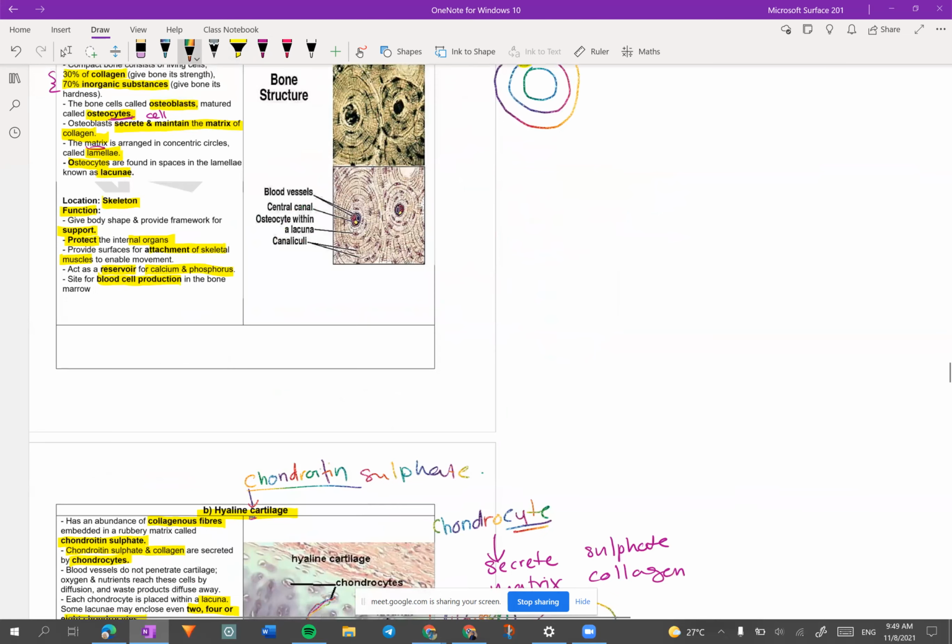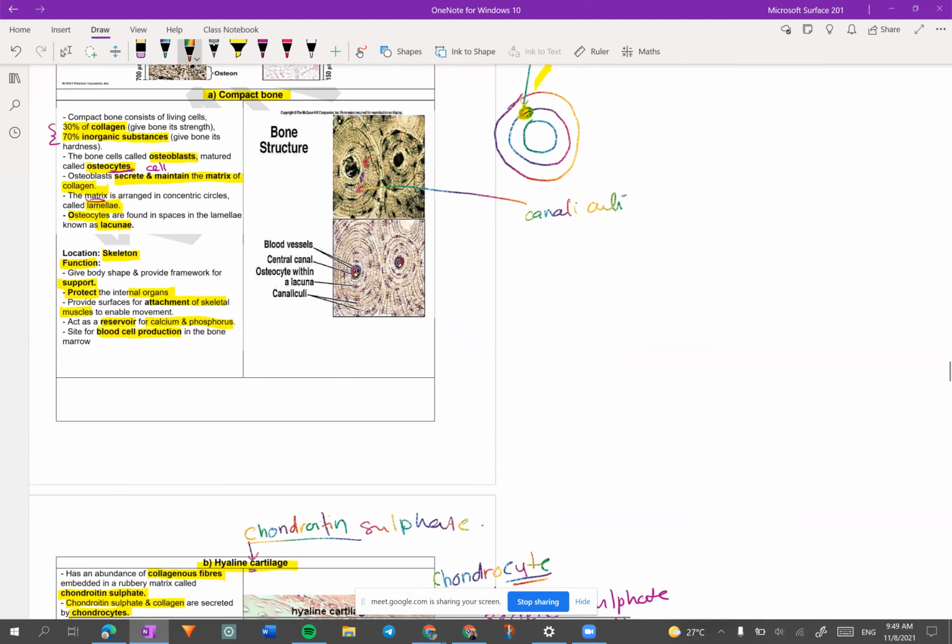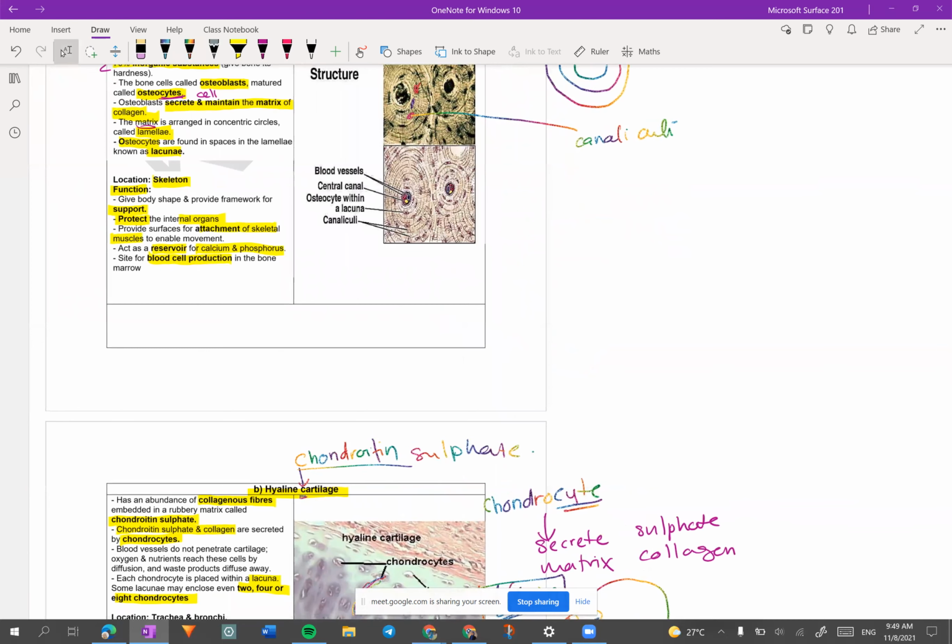Kalau yang osteocyte ni tadi disebabkan semuanya keras, antara sel dekat lacuna 1 dengan lacuna 2, dia akan communicate guna canaliculi. I'm not so sure kenapa tak ada dalam ni, tapi dia pernah keluar dalam exam lah. Dia ni banyak keluar dalam exam sebab dia memang ada kriteria wajib keluar this chapter.